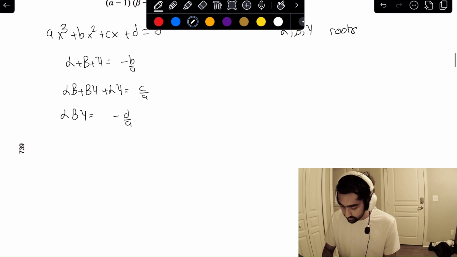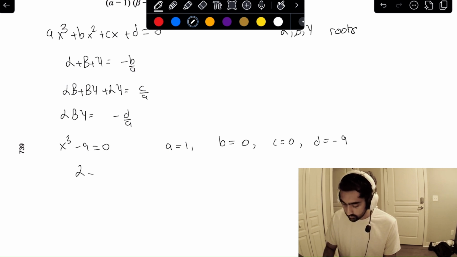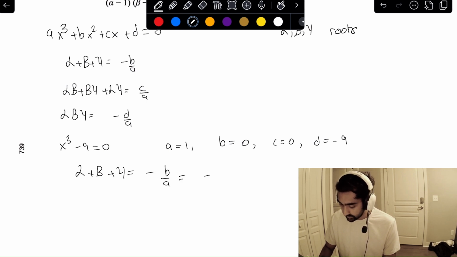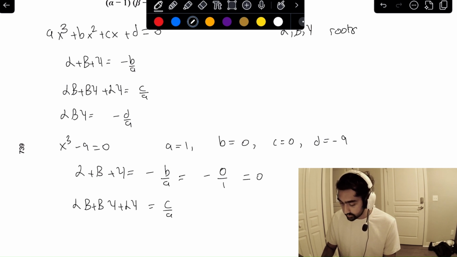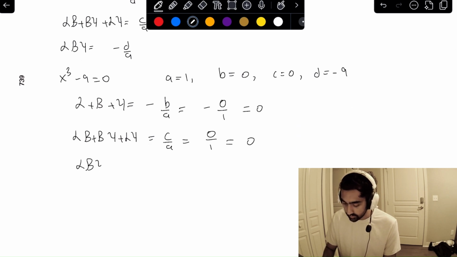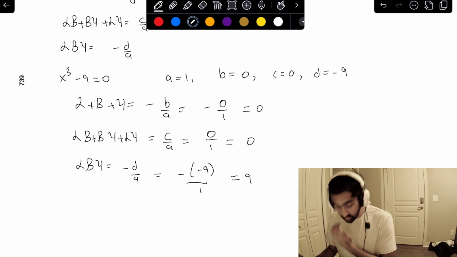Now our cubic equation is x cubed minus 9 equals 0. So for this one, we'd have a is equal to 1, b is equal to 0, c is equal to 0, and d is equal to minus 9. So if we plug this into our Vieta's formula, we get minus b over a, which is minus 0 over 1. Well, that's just 0. Alpha beta plus beta gamma plus alpha gamma equals c over a, which in this case is equal to 0 over 1. Again, this is 0. And alpha beta gamma is equal to minus d over a, which is minus, and d is minus 9, and a is 1. So this is just 9. So now we have what these things are.